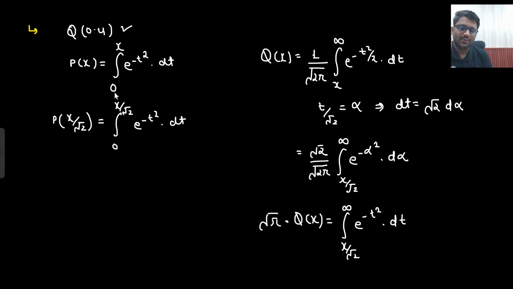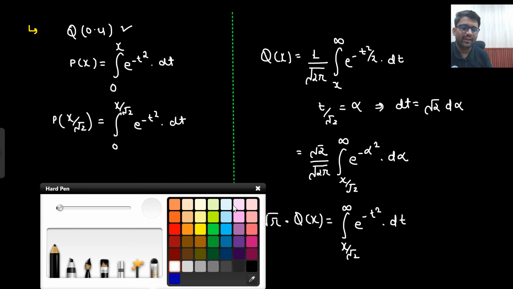0 to x by under root 2, e to the power minus t square dt, that is P of x by under root 2, right? And one thing also I know. What do I know? Basically two parts I am dividing. I am trying to relate both of them.